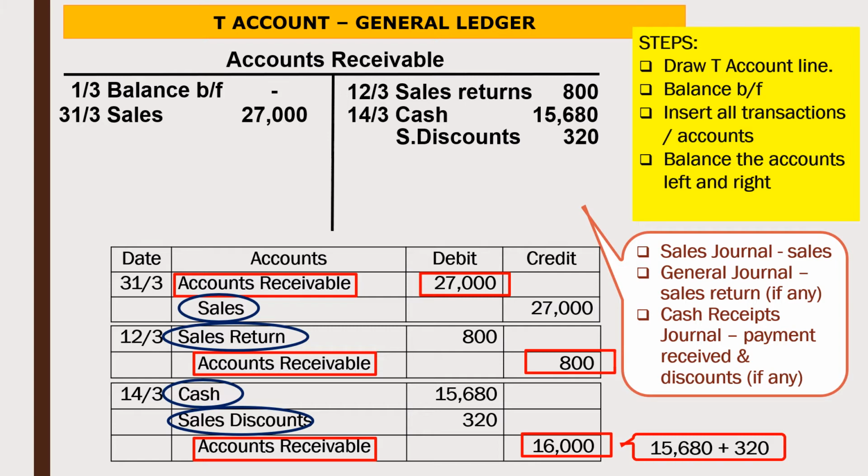The fourth step is to balance the accounts left and right. So you have to calculate the bigger amount, whether it is on the debit side or on the credit side. We found that the debit side is the bigger amount, 27,000. So write down 27,000 left and right. And what is the missing figure?